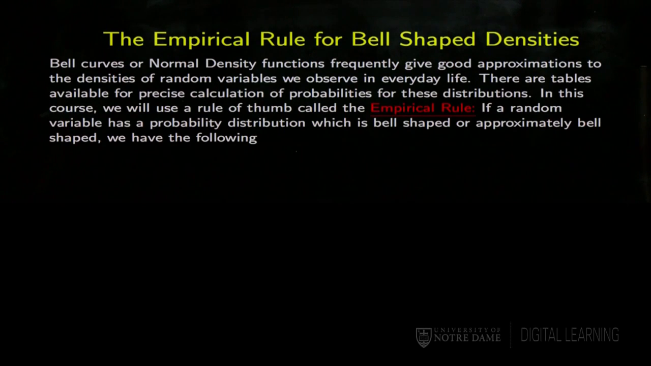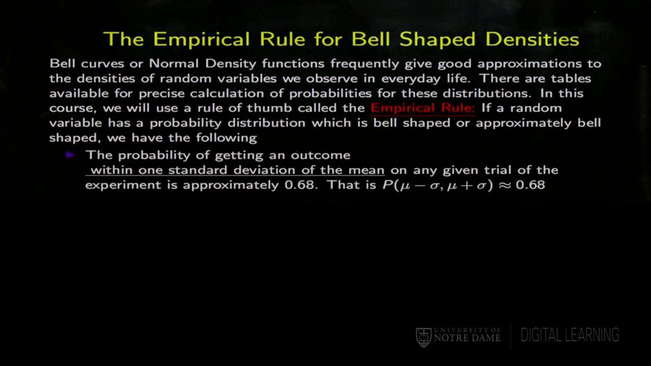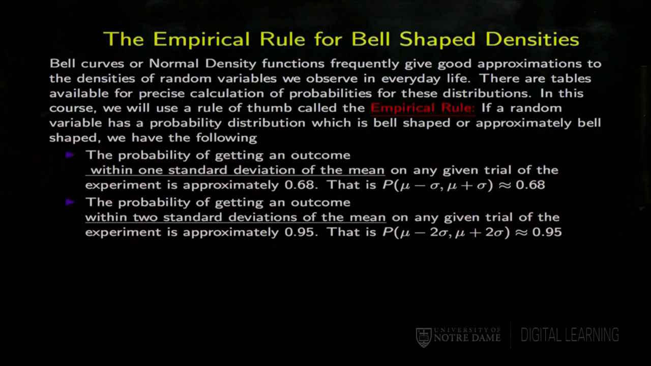If a random variable has a bell-shaped distribution, or a distribution that's approximately bell-shaped, we have the following interpretation of the standard deviation. The probability that we observe an outcome within one standard deviation of the mean is approximately 0.68. So the probability that our observation will fall in the interval from mu minus sigma to mu plus sigma is 0.68. On the other hand, 95% of the outcomes are going to fall within two standard deviations of the mean.